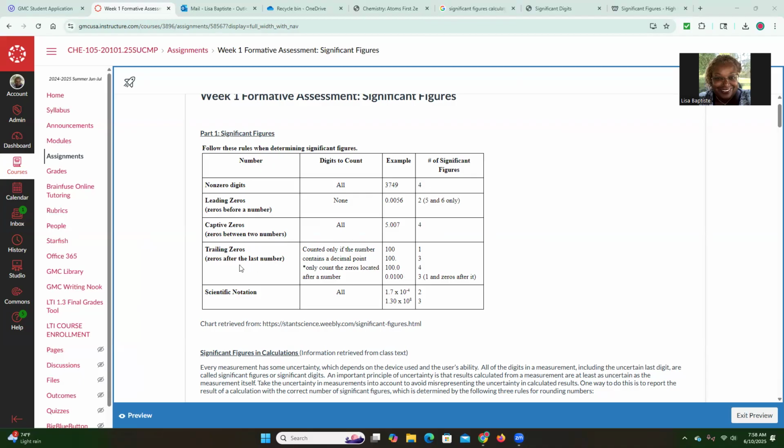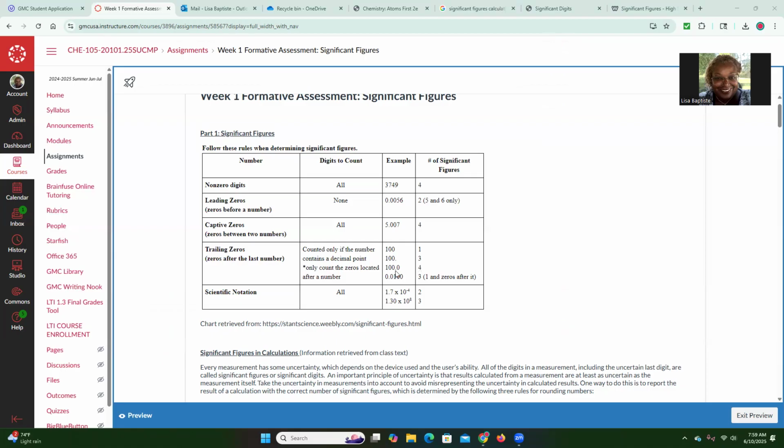We have trailing zeros. These are zeros after the number. And there are different types of trailing zeros, so I gave a few examples here so that you know the different types. The rule is that they're counted only if the number contains a decimal point. So only count the zeros located after a number. If we have the number 100, you don't see a visible decimal there, so only that one is significant. But say we take that same number and we put a decimal at the end of that zero. Because that decimal is present, it makes those two zeros significant. So we have three significant figures.